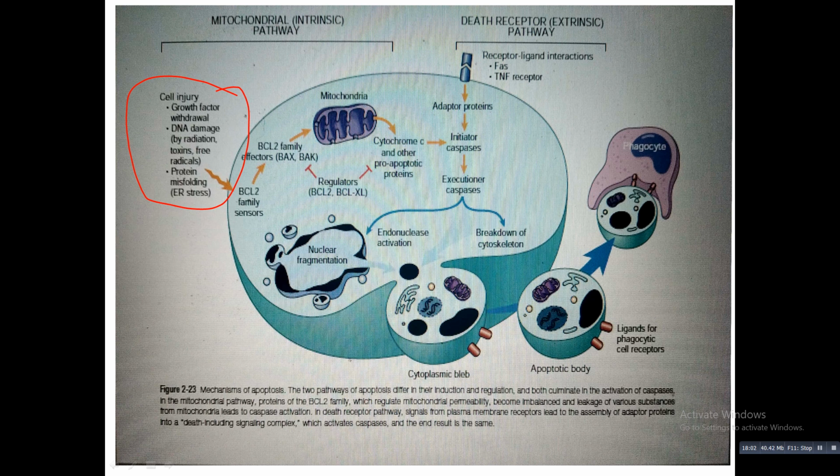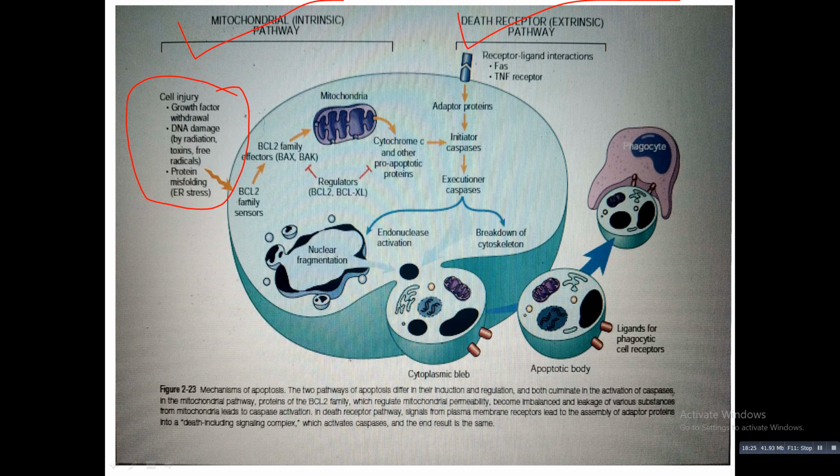Now, look, any kind of stimulus, as we have read, maybe growth factor withdrawal or decreased survival signals or DNA damage or protein misfolding, any kind of thing. They stimulate a certain family of apoptotic proteins which are pro-apoptotic, meaning they cause apoptosis. These are nothing but the BCL2 family.